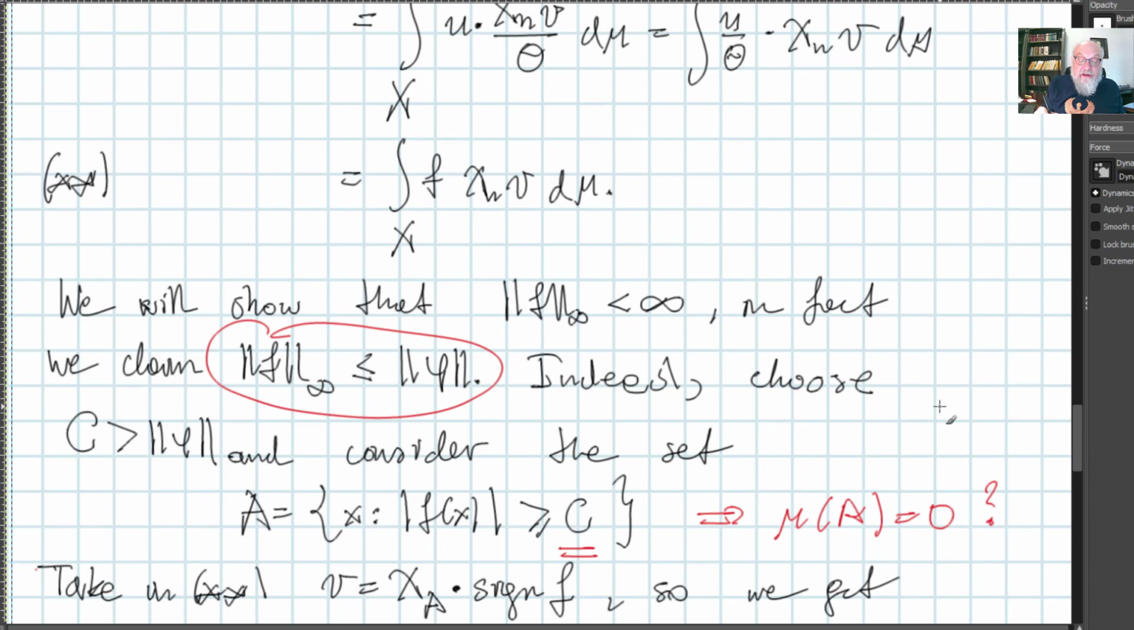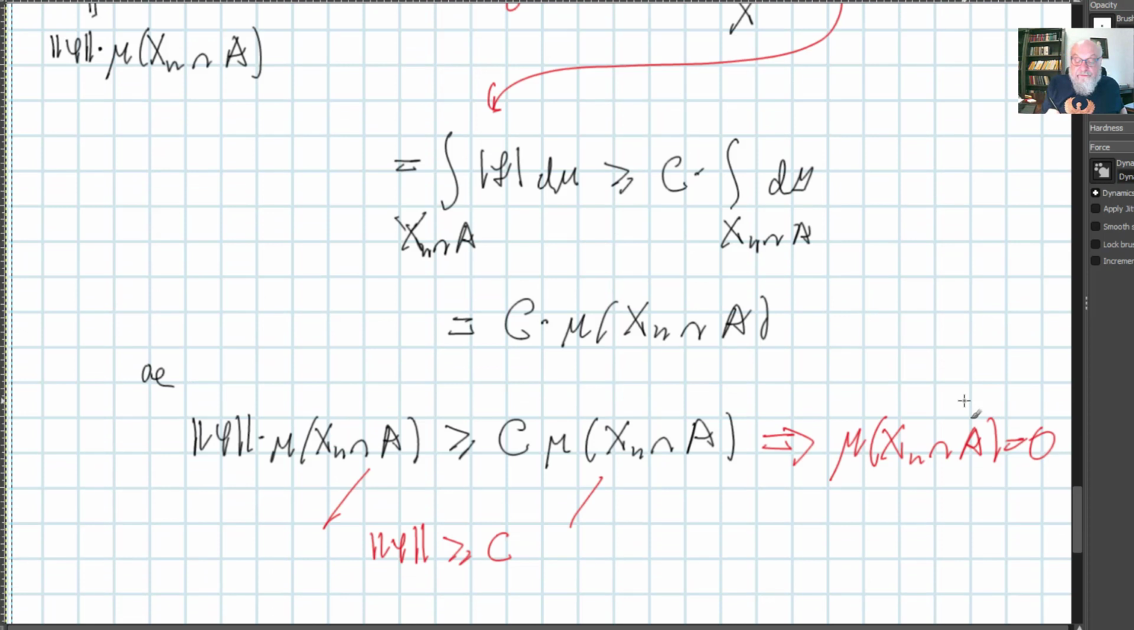So it's not possible. So that means this set has measure zero. And definitely, this countable union of sets of measure zero has measure zero, so mu of A is also having measure zero. And thus, we prove that this inequality is indeed true.